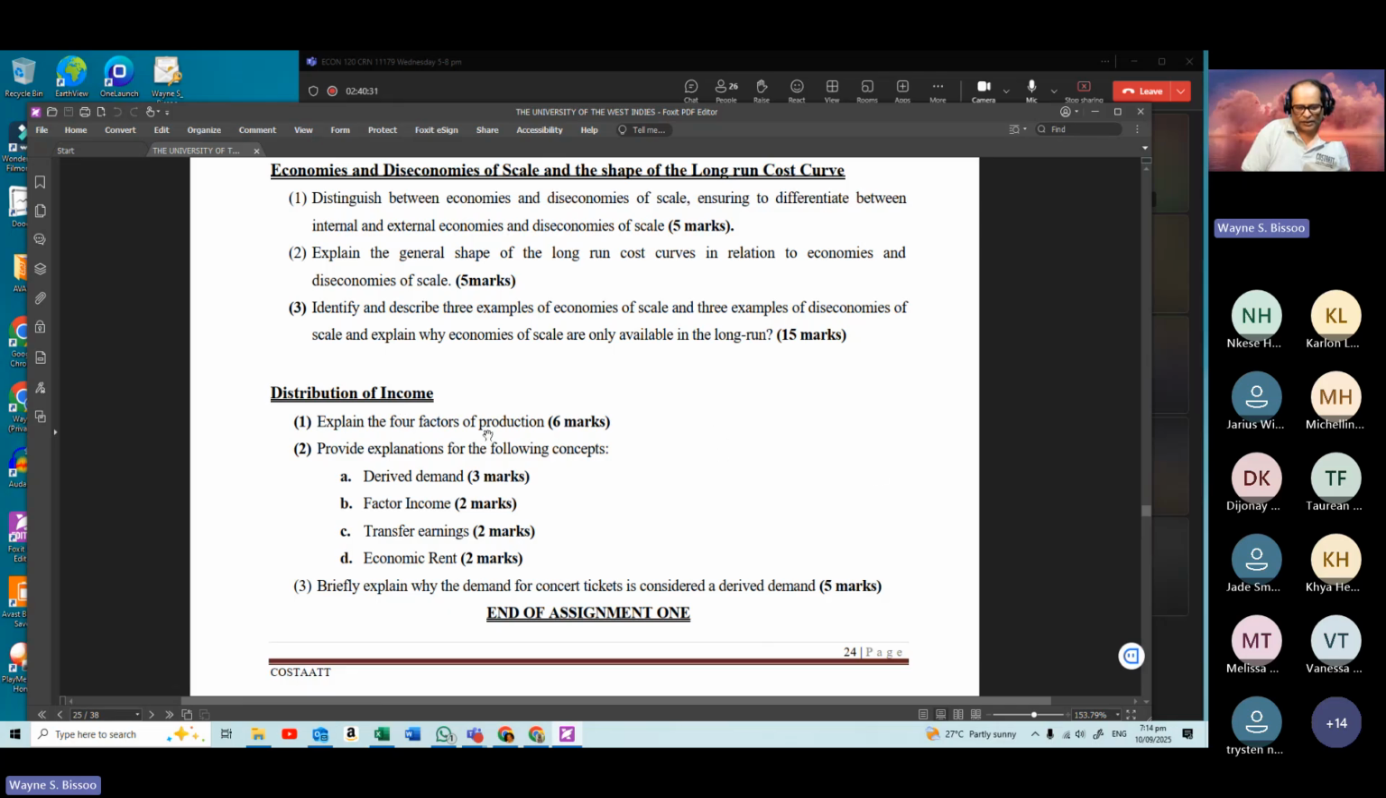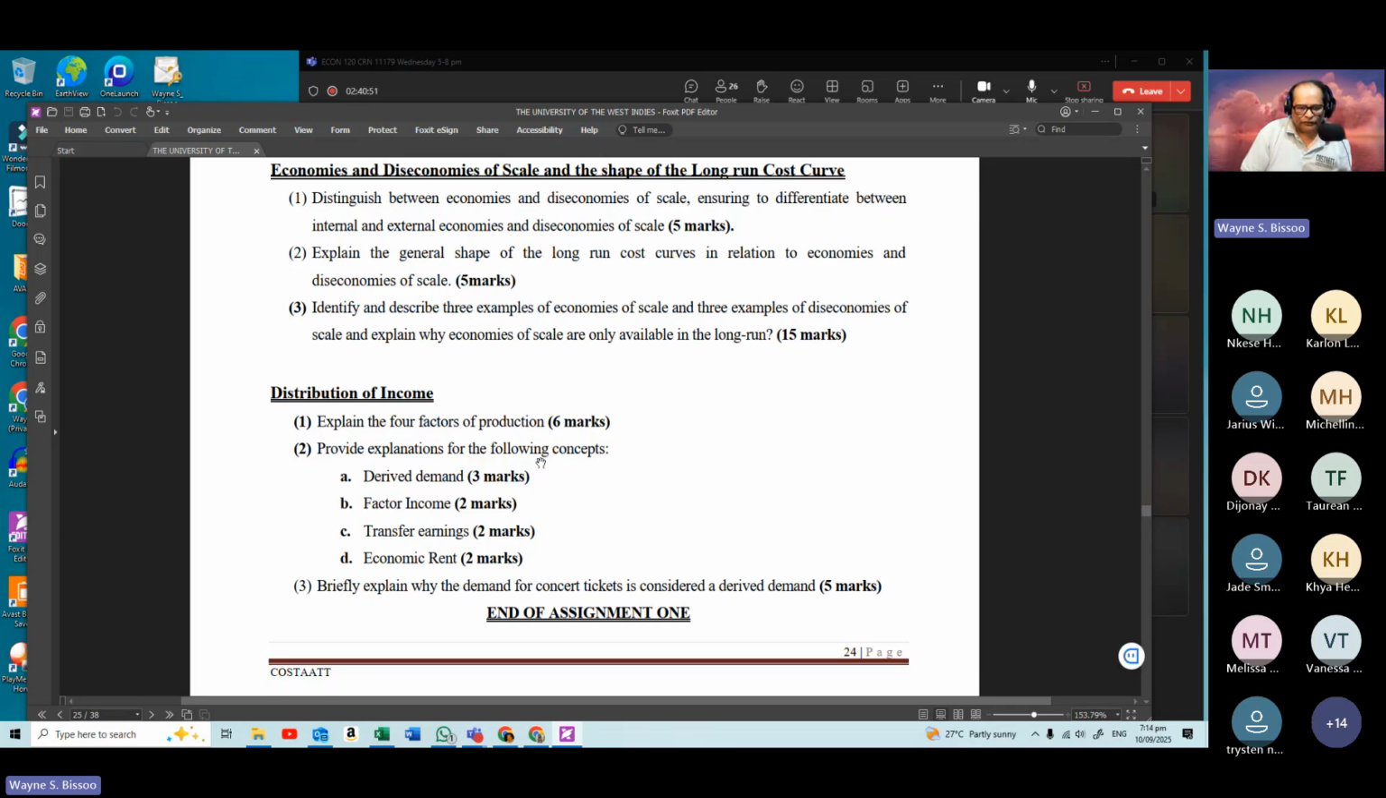This is the section on distribution of income, that is unit 8. So all of these things here cover the learning outcomes for unit 8. Factors of production. What are the 4 factors of production? We know that's land, labor, capital, and enterprise or entrepreneurship. So you have to explain them. You just can't state them.